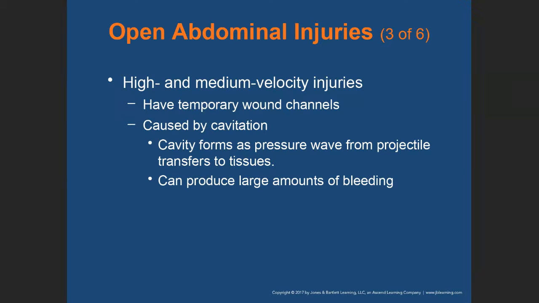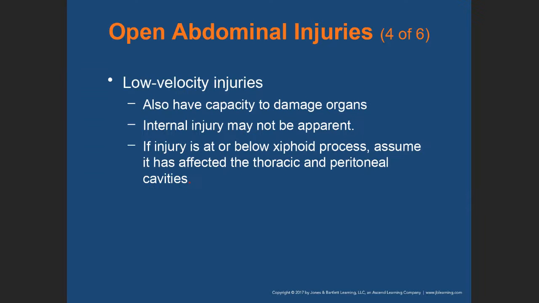So high and medium velocity injuries have temporary wound channels caused by cavitation. A cavity forms as the pressure wave from the projectile transfers to tissue, and can produce large amounts of bleeding. Low velocity injuries also have the capacity to damage organs. Internal injury may not be apparent.